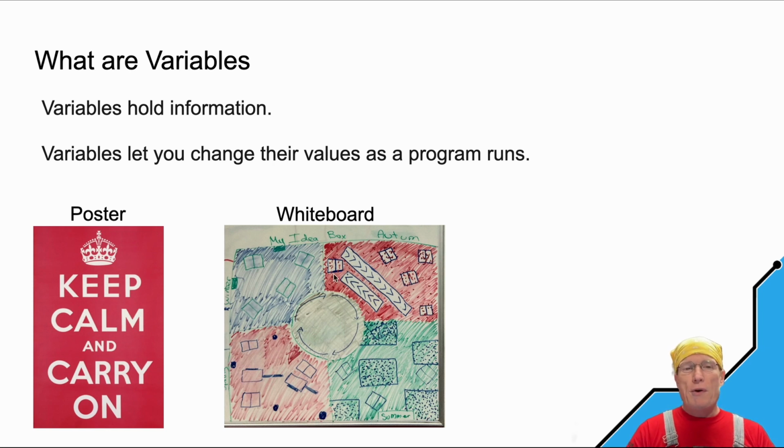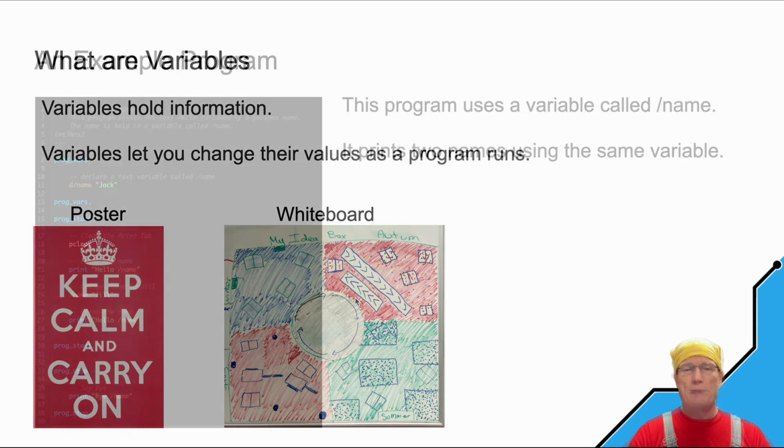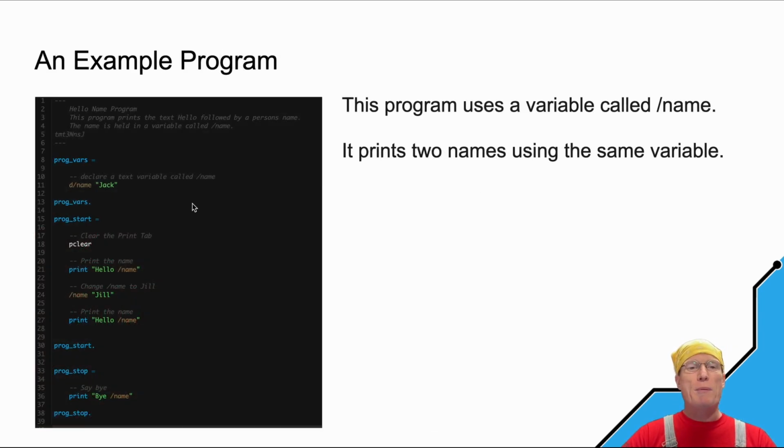A program with variables is more like a whiteboard because you can put a whole lot of stuff on it and then you can change it, you can add to it, subtract from it, you can completely erase it and start from scratch and do something different. So variables let you A, store information in a program, and B, change it as the program is running, which is really useful. This simple example program is basically the same as the Hello World program that we ran earlier, except that instead of printing just Hello World, it prints two names, one after the other.